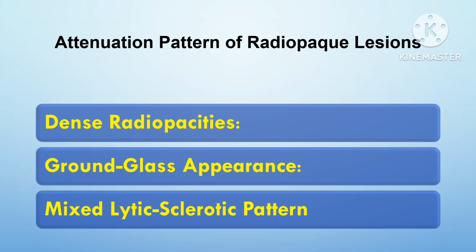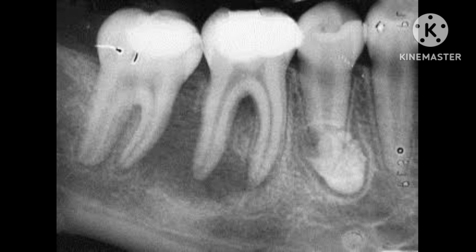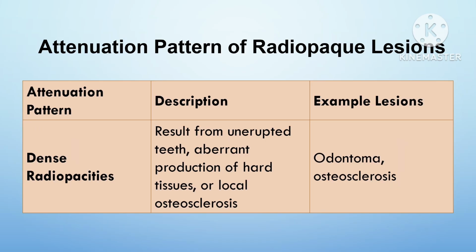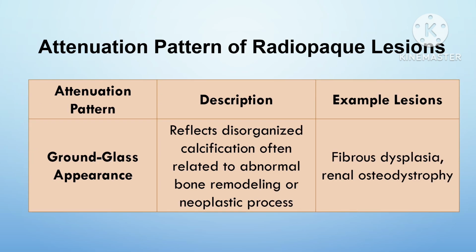On the basis of attenuation pattern, the radiopaque lesions may be divided into three categories. First is the dense radiopacities, ground glass appearance, and mixed lytic and sclerotic pattern. Dense radiopacities are areas on the radiograph that appear very white due to their high density. Such lesions result from structures like unerupted teeth, hard tissue overgrowth, or areas where the bone has become abnormally dense, which is known as osteosclerosis.